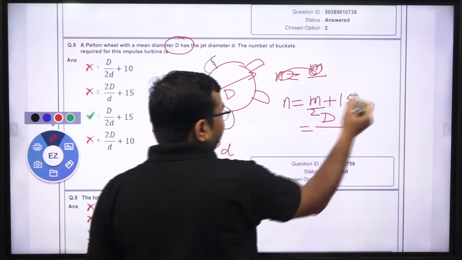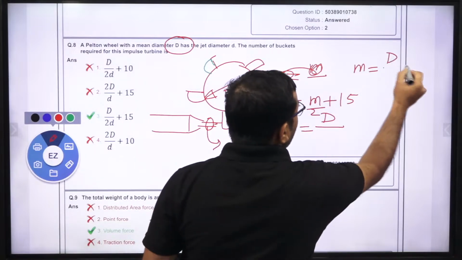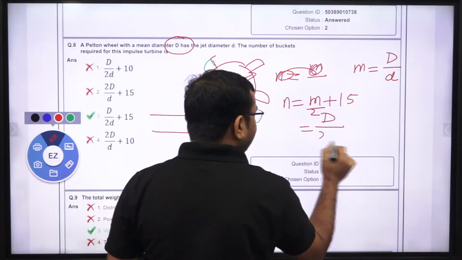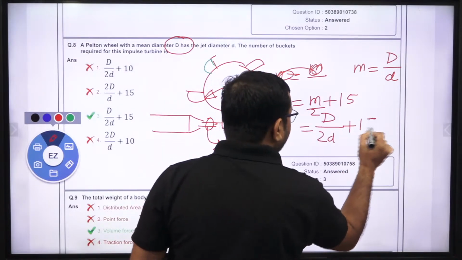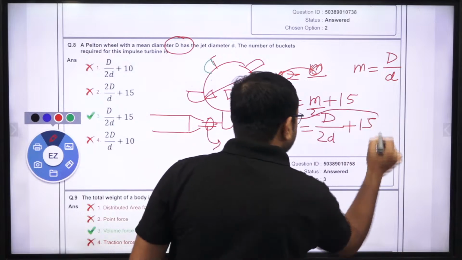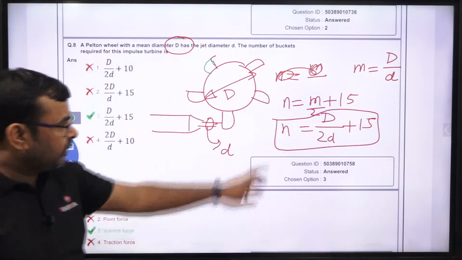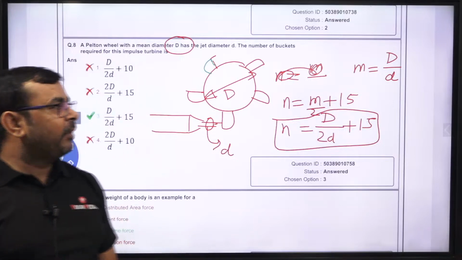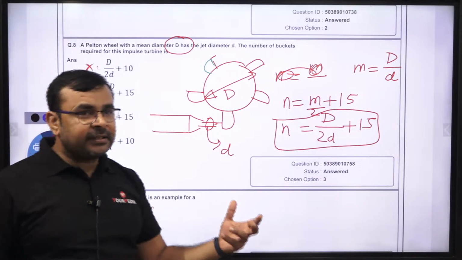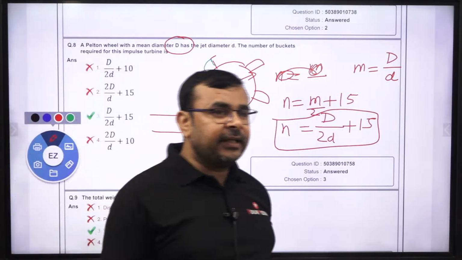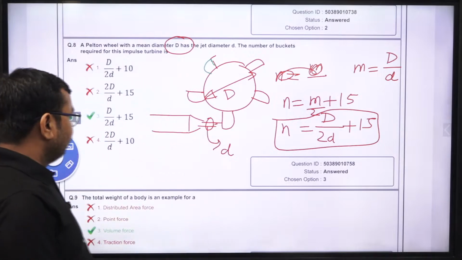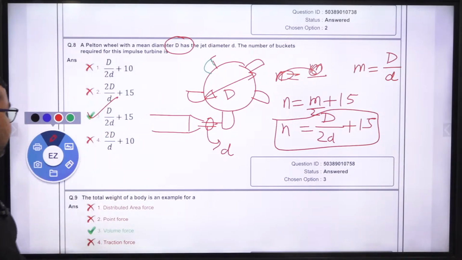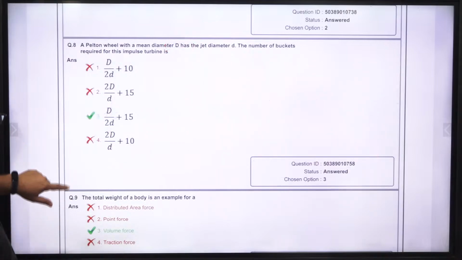What is m? m is the ratio of capital D by small d. So simply we can write this as capital D by 2 times small d plus 15. This is the answer. Correct. So this is the formula, n is equal to m by 2 plus 15, where m is the ratio of capital D by small d, where capital D is the diameter of the bucket wheel and small d is the diameter of the nozzle. Yes or no? So the correct answer is option C.